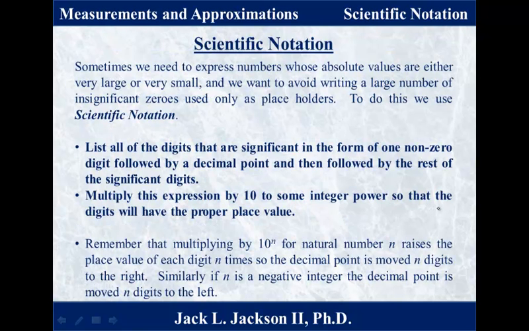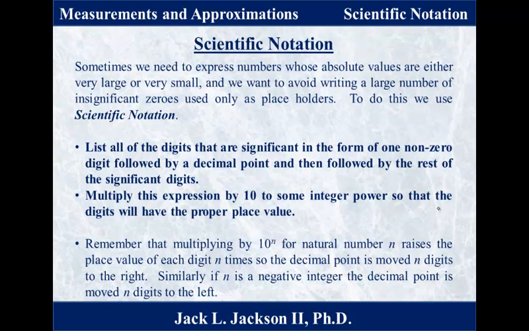Now we're going to talk a little bit about something called scientific notation. Sometimes we need to express numbers whose absolute values are either very, very large, very far away from 0 on the number line, or very, very small, very close to 0. We want to avoid writing this with a whole bunch of insignificant zeros used only as placeholders. And so we have a notation for that called scientific notation. It's called scientific notation because scientists are the main people who have to deal with numbers that are this small or this large.